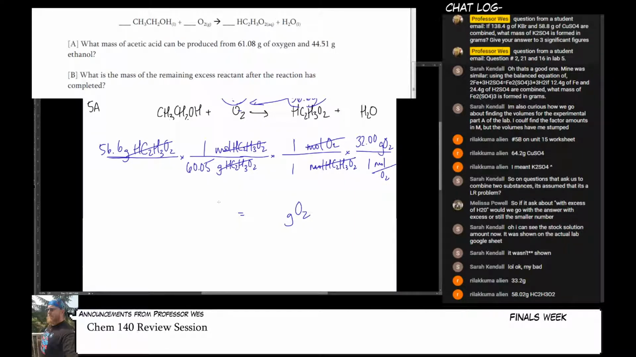All right, and I get 30.1 grams of oxygen. So what that means is that, oops, 30.2. I had to round in a different direction. So what this means is that from the extra vinegar that could have been made if I had used up all of the excess reactant, the extra stuff that was left over was 30.2 grams of oxygen.